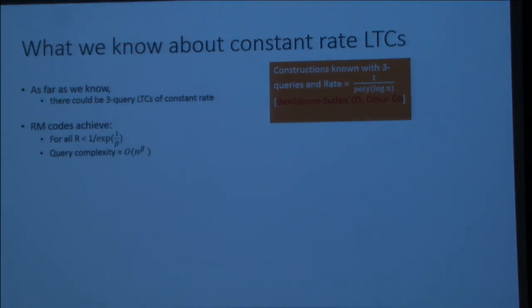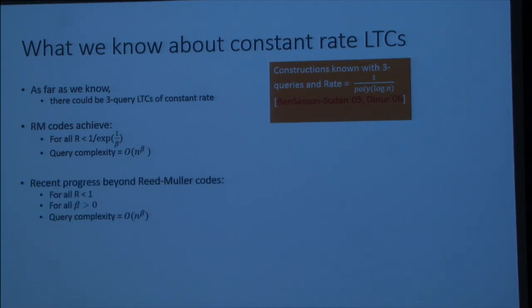But let's fix the rate to be a constant and ask what is the best query complexity achievable. Then the Reed-Muller codes again got rate degrading exponentially in 1 over beta with query complexity n to the beta. And then in the last few years, again, there were lots of works trying to go beyond these Reed-Muller codes. They also achieve similar parameters to the analogous results for LCCs, where we can get the rate being arbitrarily close to 1 and query complexity n to the beta for any small beta. It's very similar to the Reed-Muller codes, and there are 2 families of works which do this, tensor codes and lifted Reed-Solomon codes.